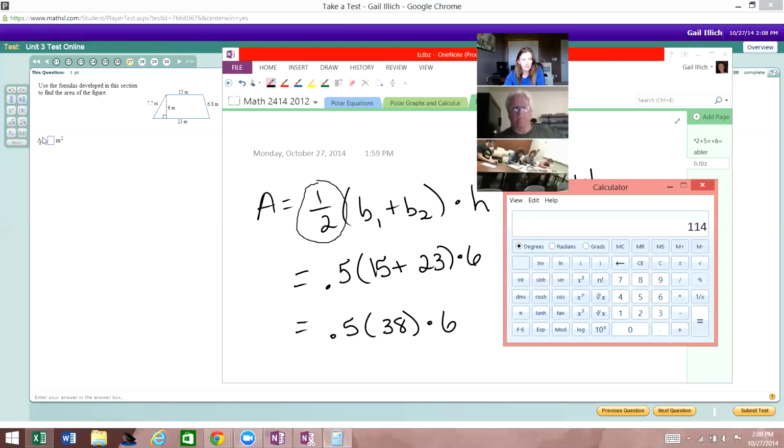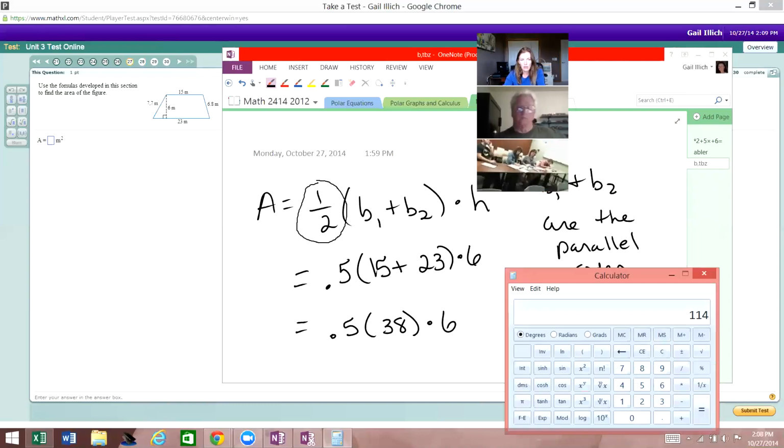So what did you come up with, 114 meters squared? Is that what you got? 114. Because we've got 15 and 23 is 38, and you multiply that by 0.5, and then multiply that by 6. We good? I think so. Okay.